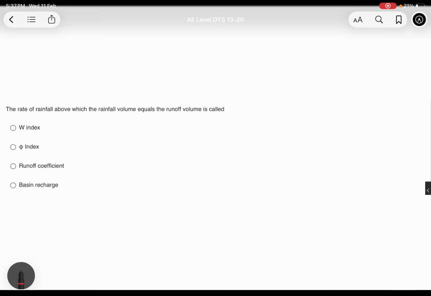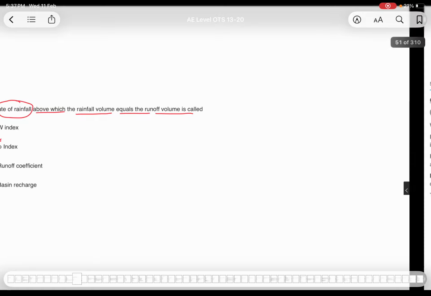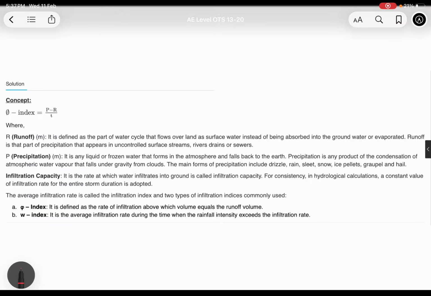Next, let's talk about the phi index. The rate of rainfall above which the rainfall volume equals the runoff volume is called the phi index. Phi index is equal to (P minus R) divided by T. R is the runoff in m.